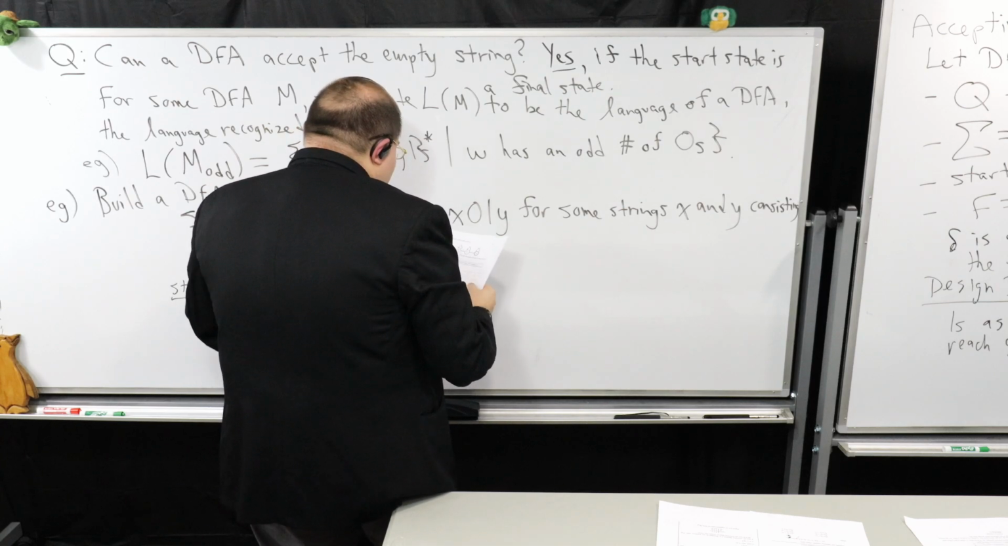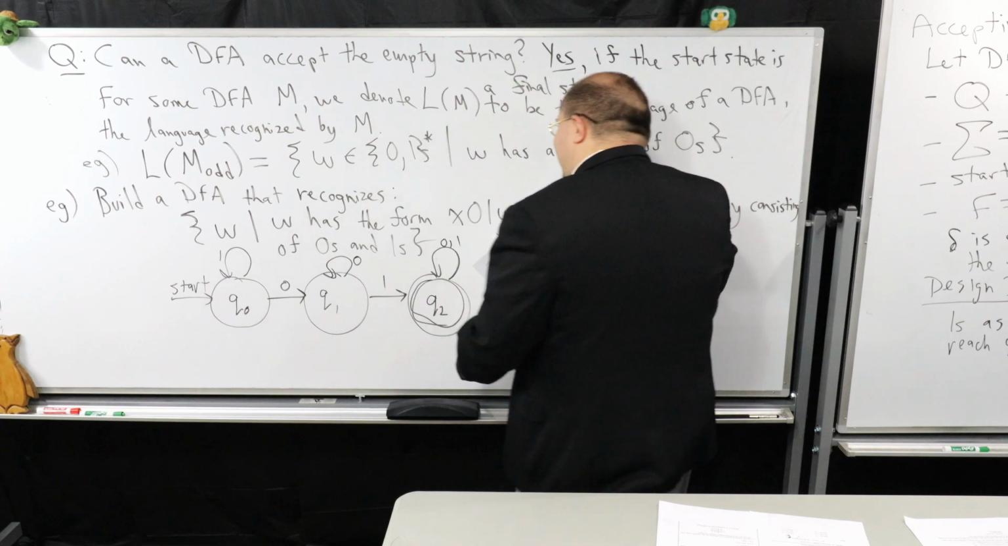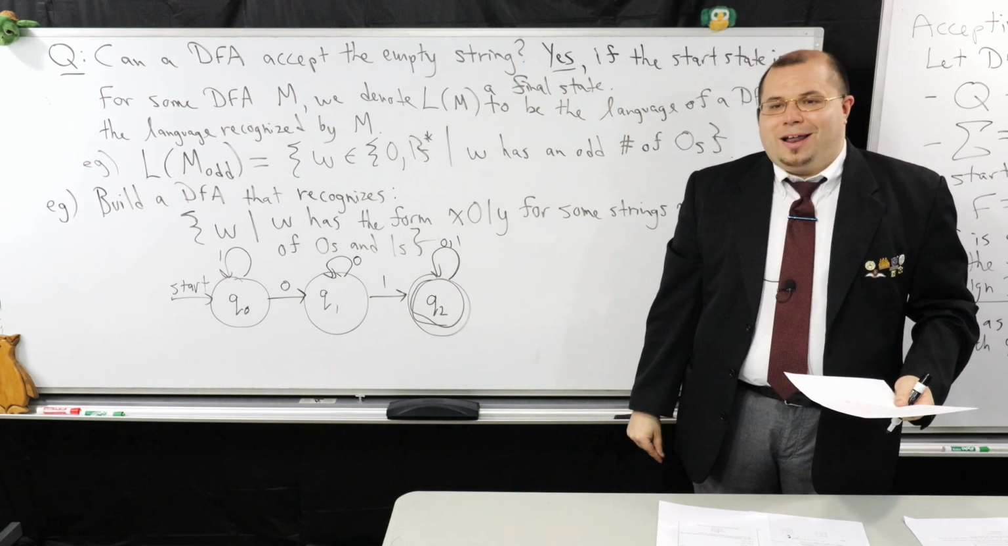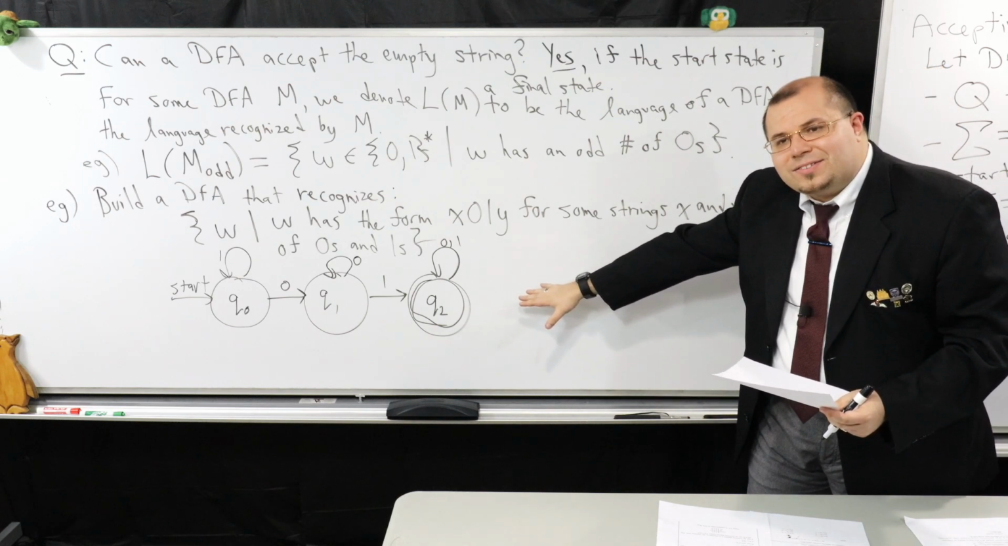So if I put a 0 here, that's fine. And anything else, I don't really care what comes after it. It could be a 0 or a 1. Does everybody understand the intuition behind this?